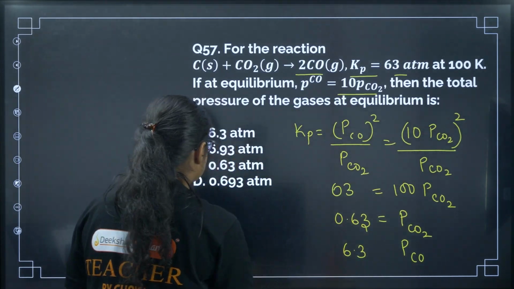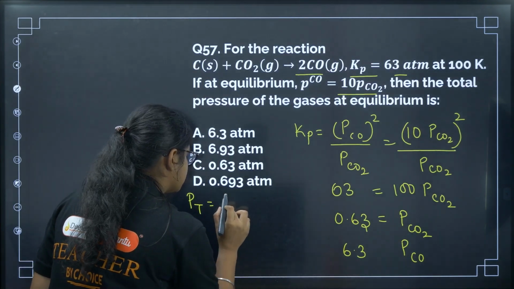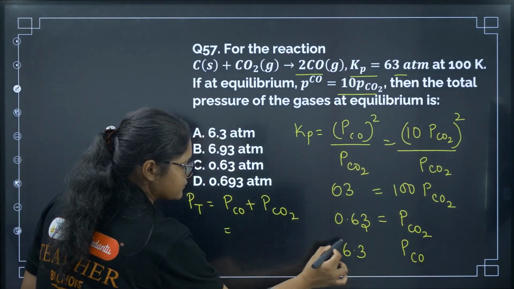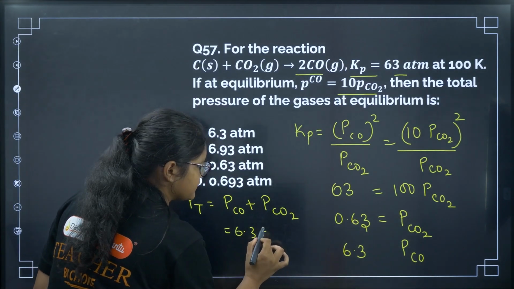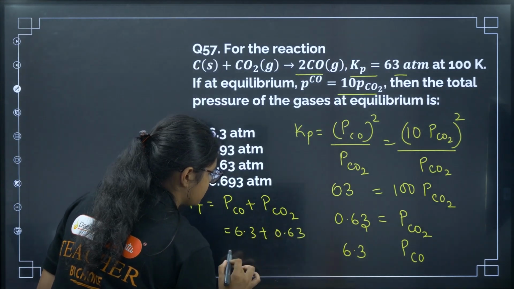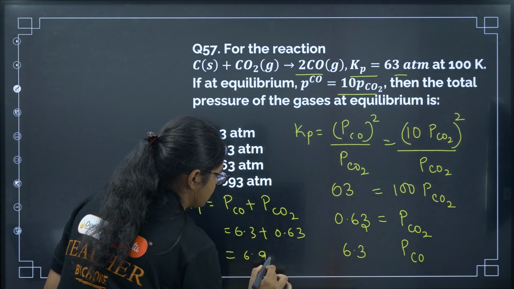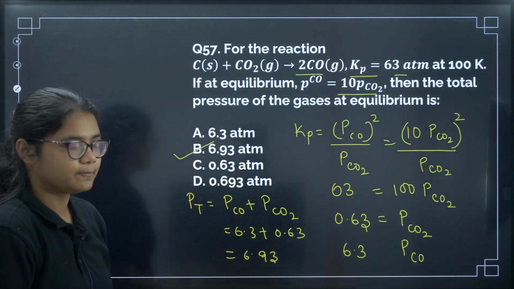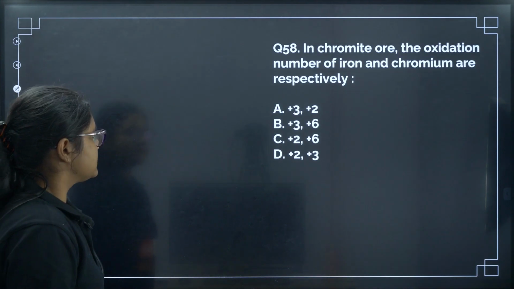Now the total pressure will be equal to pressure of CO plus pressure of CO2. So pressure of CO is 6.3 and this one is 0.63. So we will get 6.93. So the correct answer for this question will be option number B. Okay, now let us see the next question.